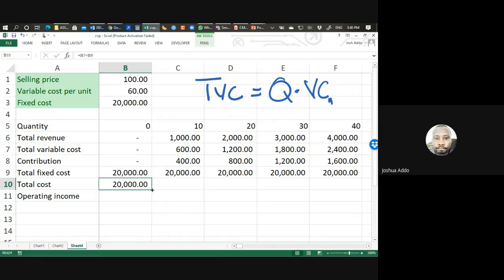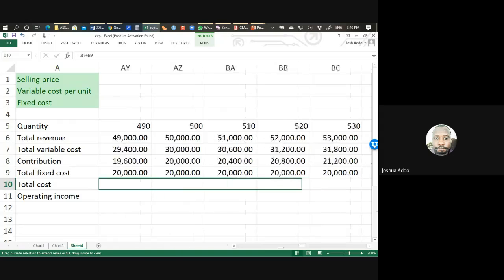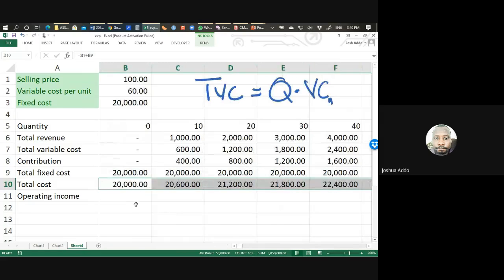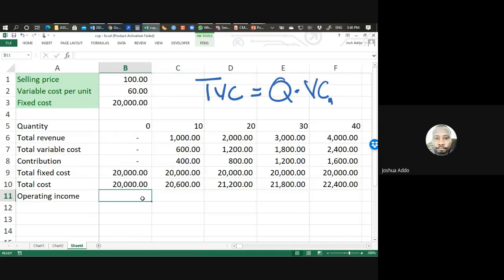Let's do that. Let's drag across up to 1,000, quantity 1,000. So we have the total fixed cost at any level of output. At output 0, total cost is equal to total fixed cost because there's no variable cost. Output 10, total cost is equal to total variable cost, which is 600, plus total fixed cost, which is 20,000. So we have 20,600. And it calculates it perfectly for all the other quantities.